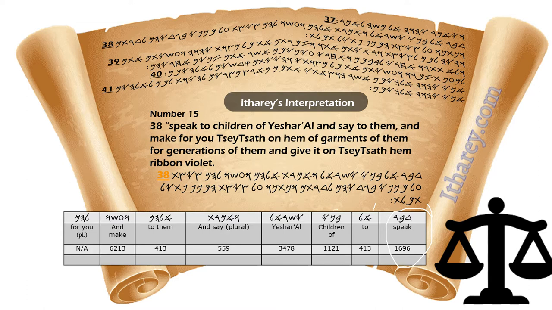Bani, the word ban means son, but it also can mean child. And this symbol here is a suffix that helps it to be plural. That's why this word means children. Reference it in the Strong's right there. Yeshar'al, this is the correct way to pronounce the word Israel, and you can reference it right here.